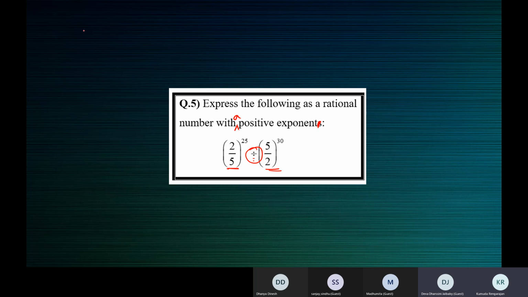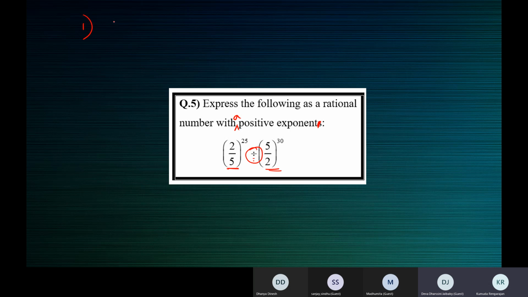So you can do this in different ways, children. See one of the methods here. Let's change 2 by 5. Let's bring it to the base 5 by 2. I told you there are many methods. So let's say that we want the base to be 5 by 2. How do you make 2 by 5 into 5 by 2? How do you write the equivalent? 5 by 2 to the power minus 25, ma'am.